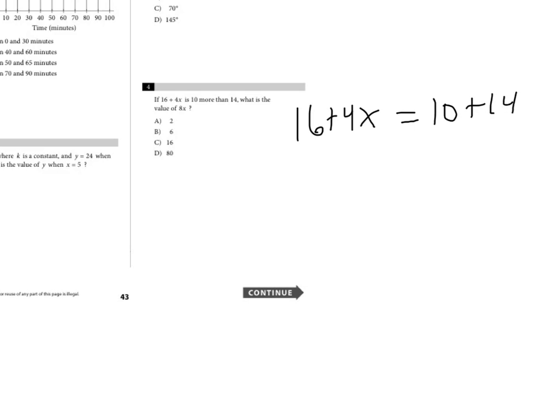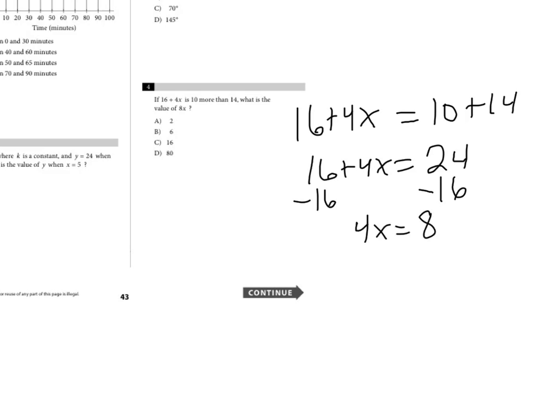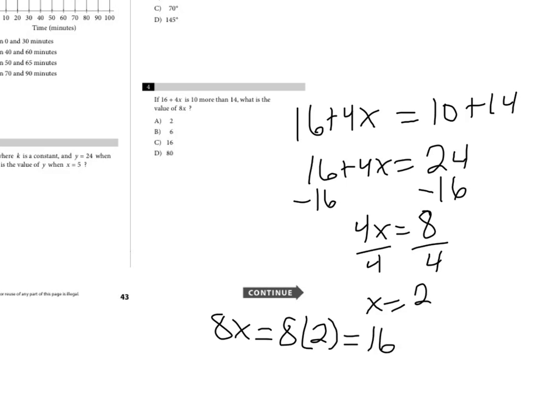If that's the case, first we need to figure out what x is. So let me just rewrite my right hand side. 10 plus 14 is 24, and then we just solve for x. Subtract 16 from both sides. Divide by 4, and x will be equal to 2. So if 16 plus 4x is 10 more than 14, what is the value of 8x? Well, we know that x is 2, so 8x would equal 8 times 2, which would give us 16, or an answer choice of C.